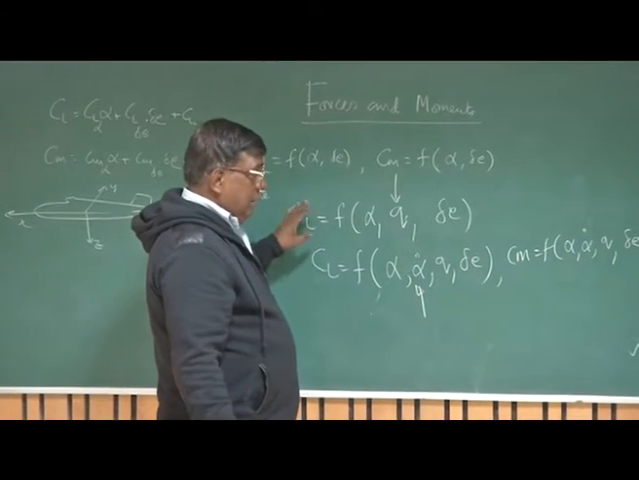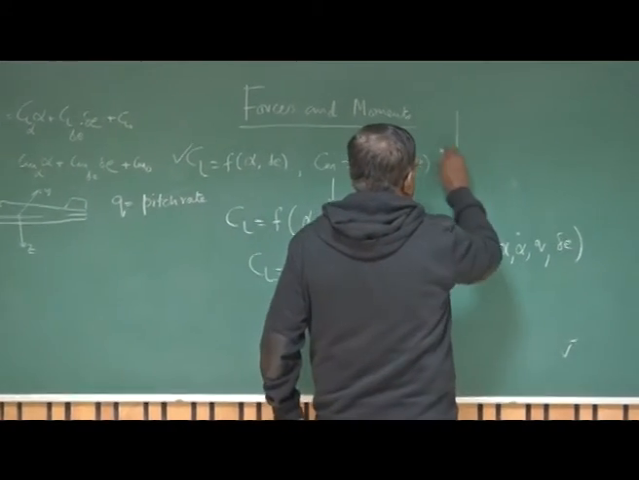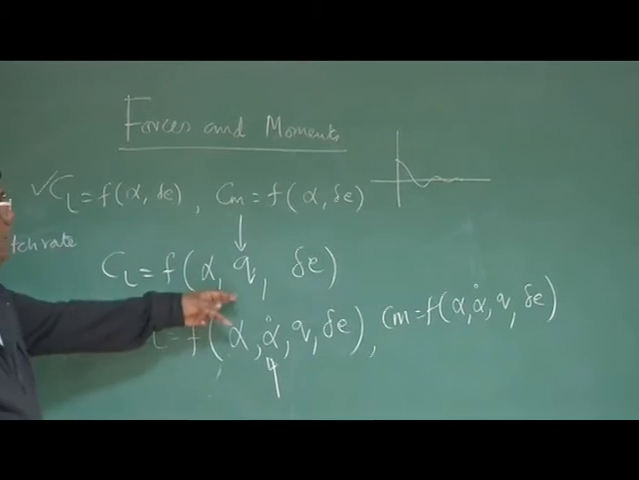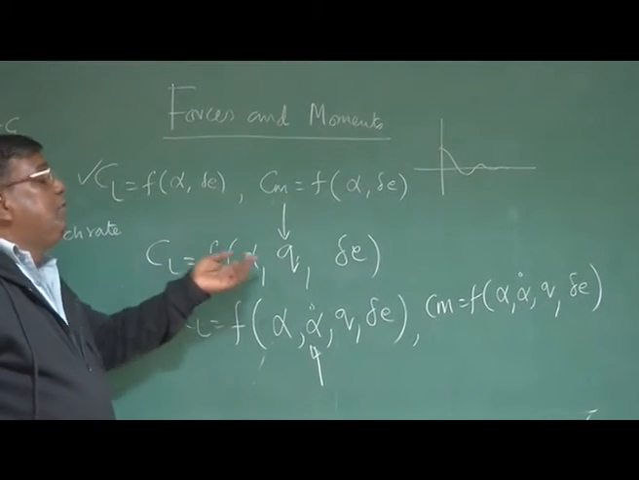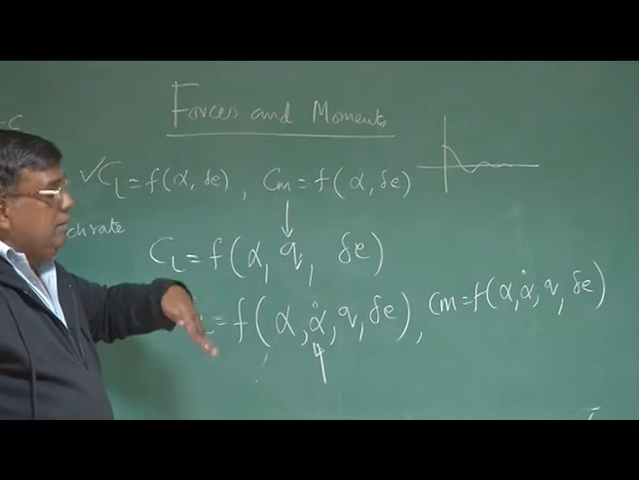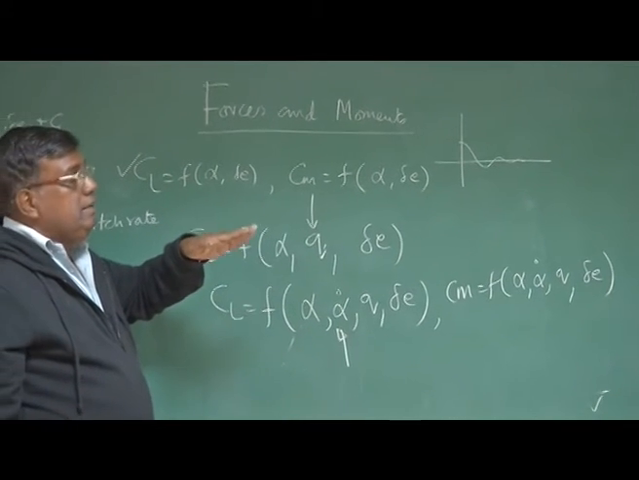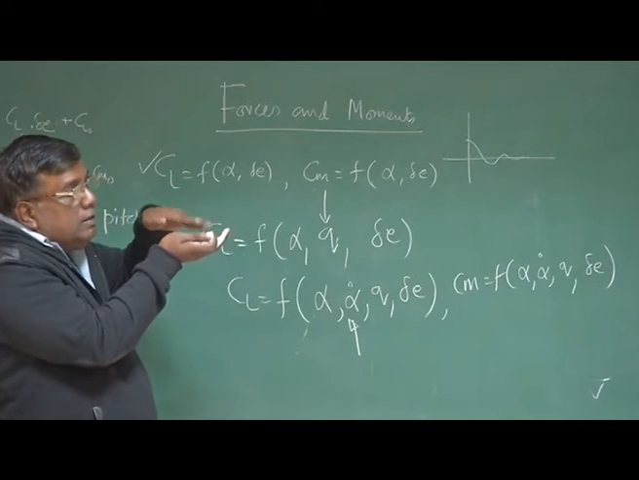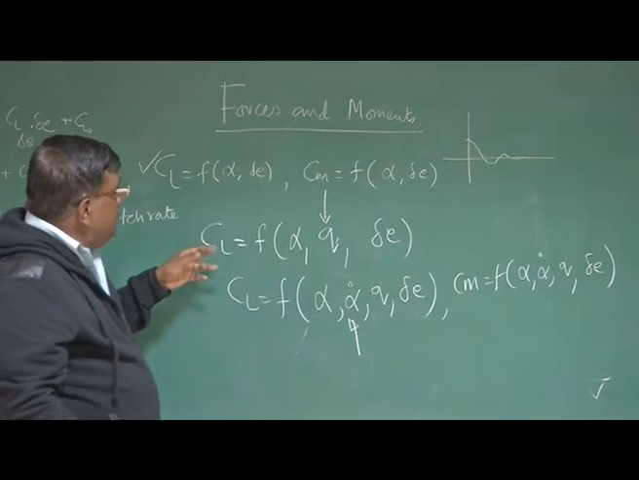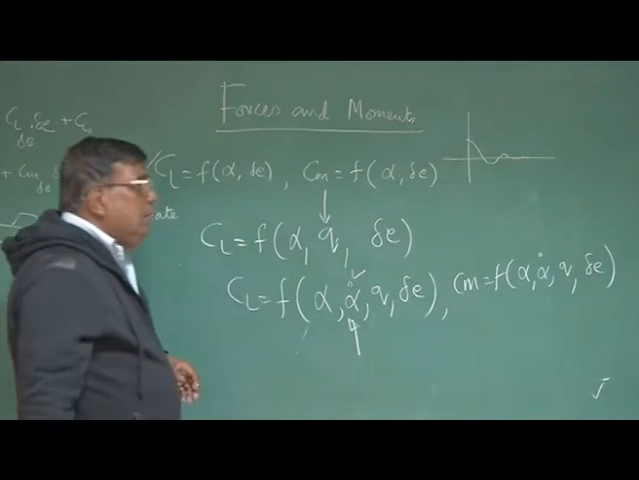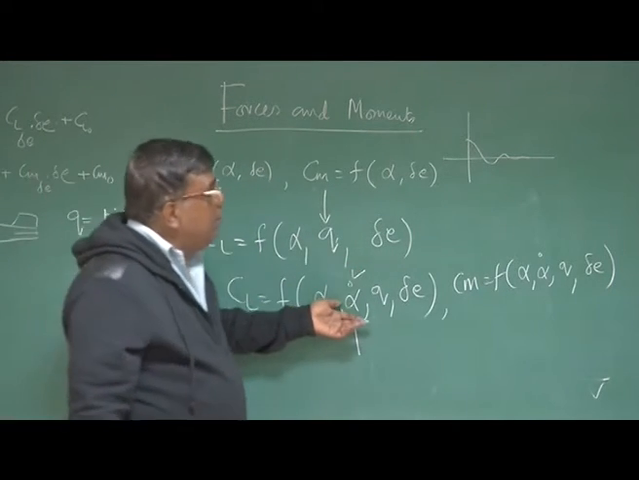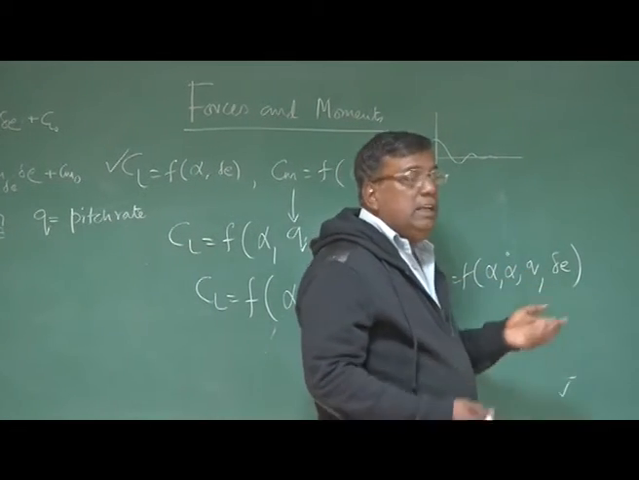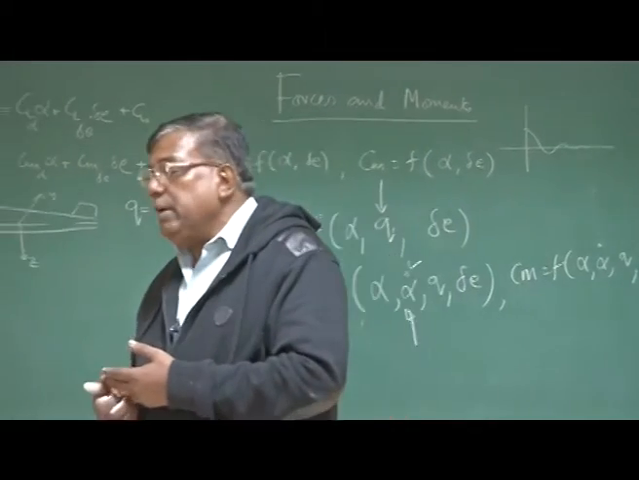But the moment we are talking about the dynamic case, allowing the oscillations, there is a q, the pitch rate. So we are saying CL also will be a function of q. As the airplane does this, the velocity vector and the axis, the angle between them changes. So there is an induction of alpha dot, so CL also will be a function of alpha dot. And since CL will be a function of alpha, alpha dot, q and delta E, Cm will naturally also be a function of alpha, alpha dot, q and delta E, because Cm is nothing but CL multiplied by a length.